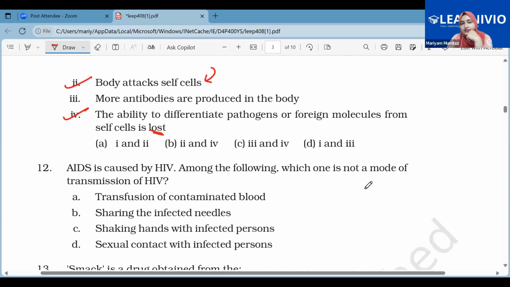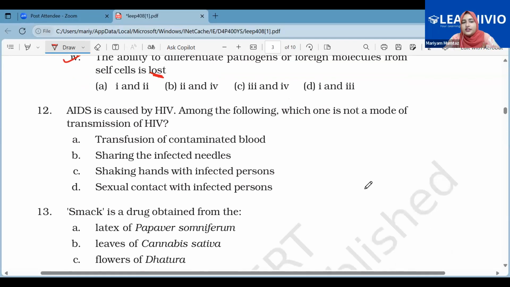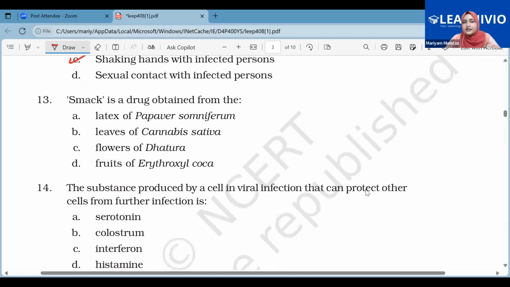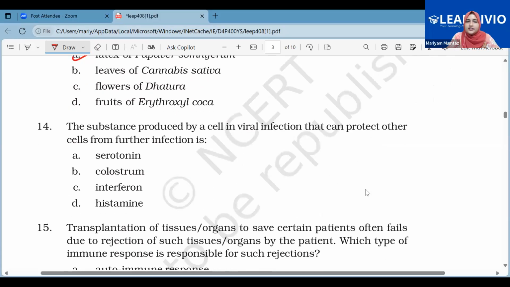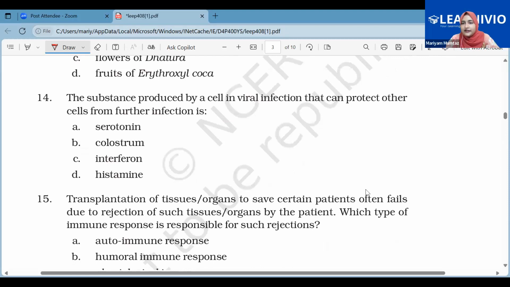AIDS is caused by HIV. Among the following, which one is not a mode of transmission of HIV? C. SPAC is a drug obtained from. I put A. Latex. The substance produced by a cell in viral infection that can protect the other cell from further infections is called as. C. Interferon.